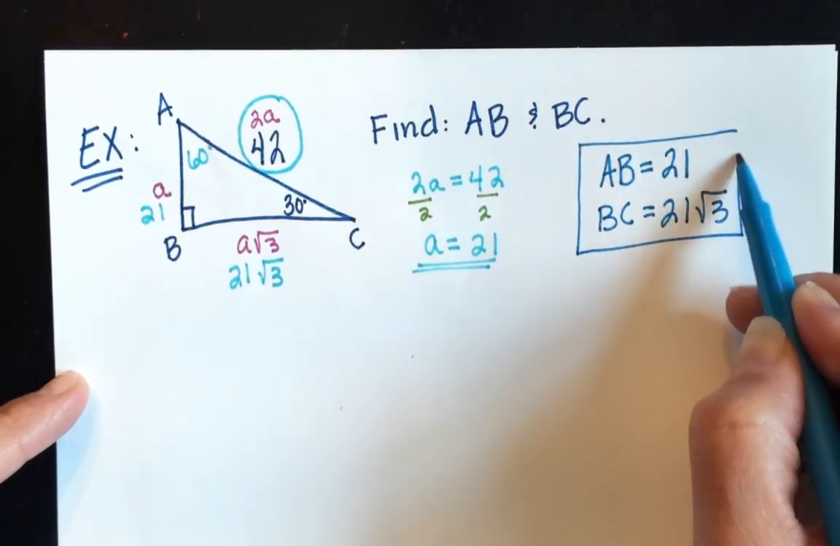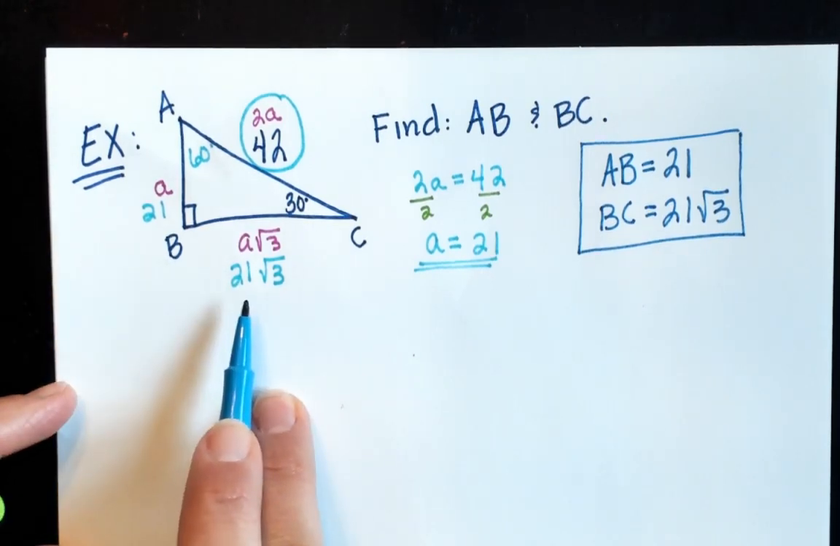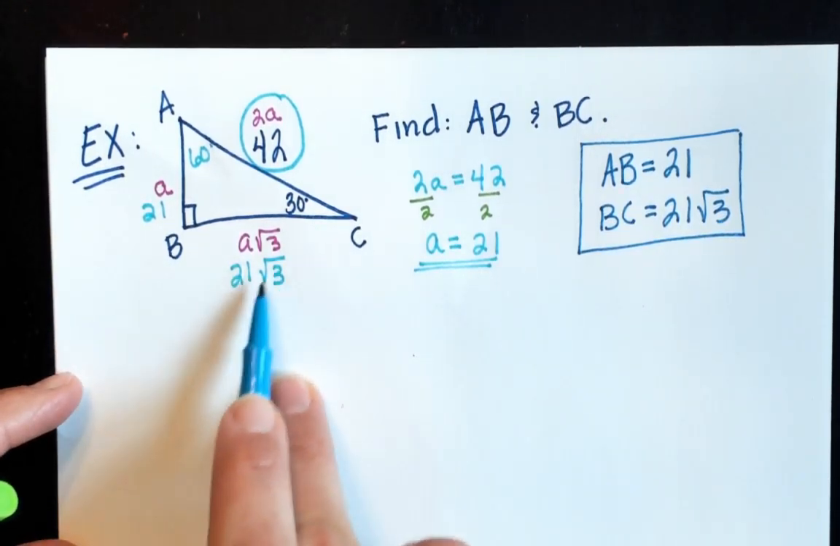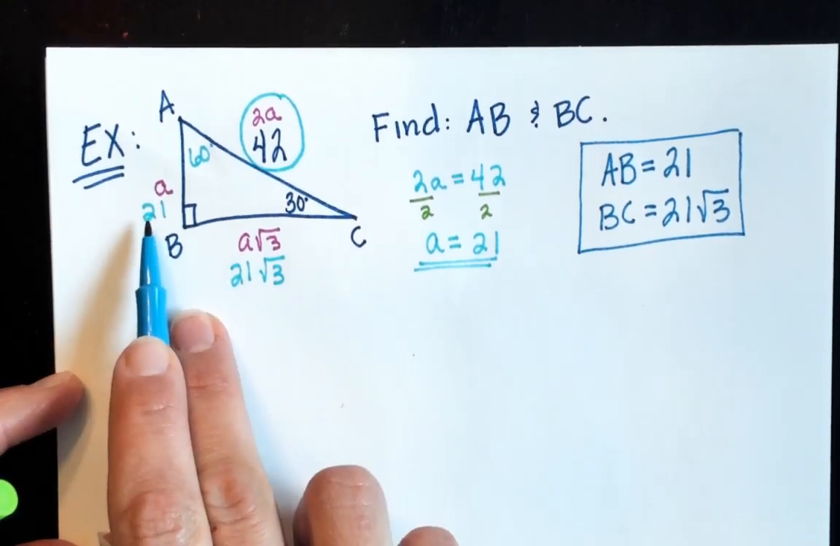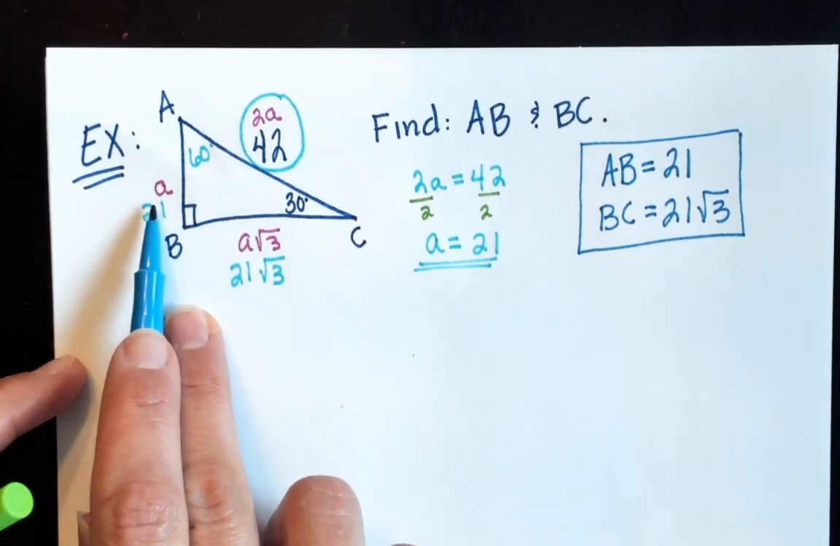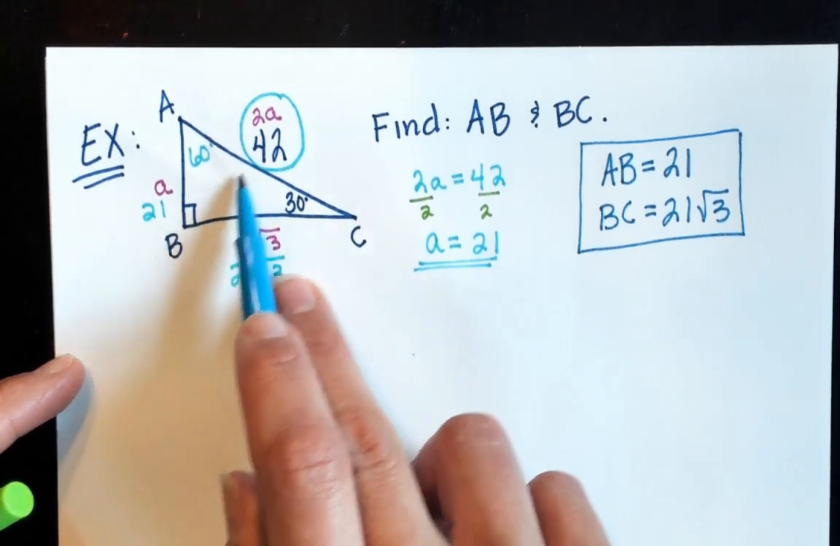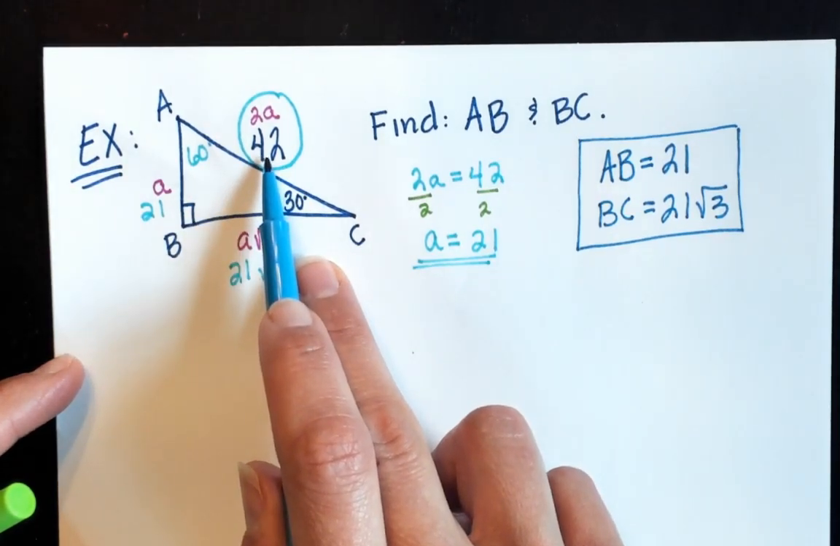And I do want to double check to make sure it even makes sense. Is 21 smaller than 21 radical 3? Well, yeah, because we're multiplying something here with 21, so it's going to be a little bit bigger than this guy. And that makes sense because 30 is our smallest side. 60 is bigger, so it's got to be longer.